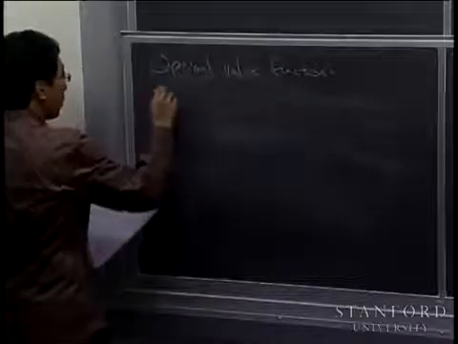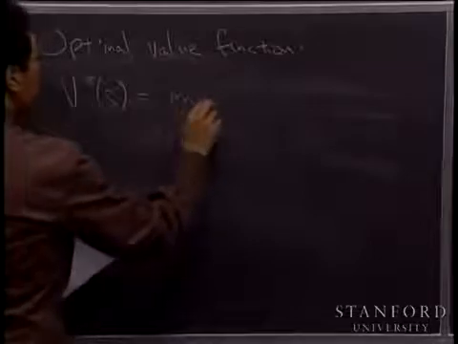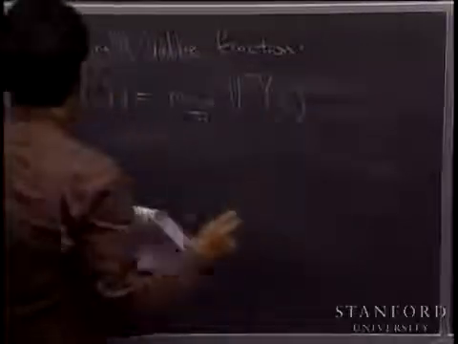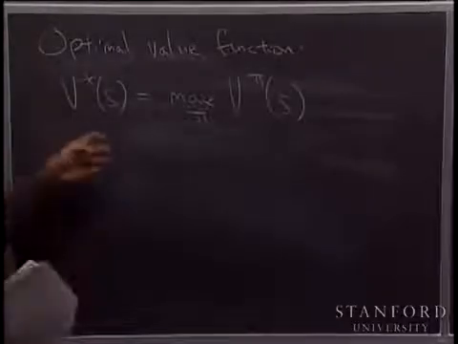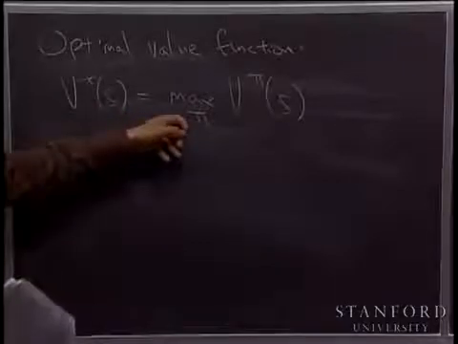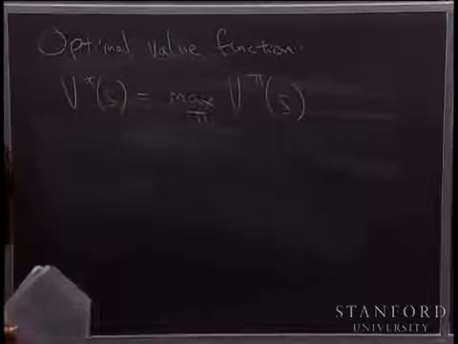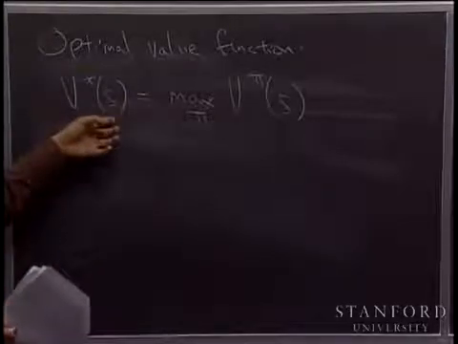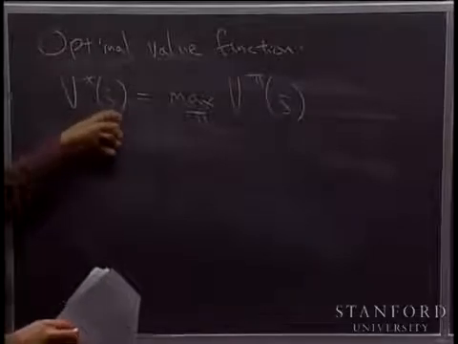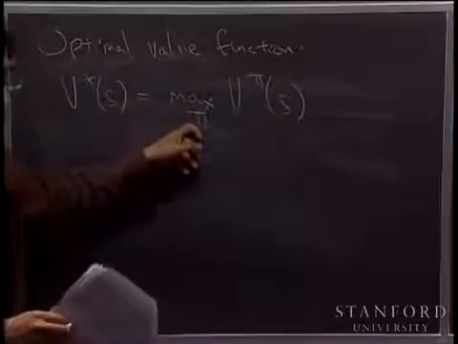So the optimal value function is defined as V star of s equals taking a max over all policies pi of V pi of s. In other words, for any given state s, the optimal value function says, suppose I take a max over all possible policies pi, what is the best possible expected sum of discounted rewards that I can expect to get? What is my optimal expected total payoff for starting in state s, taking a max over all possible control policies pi.